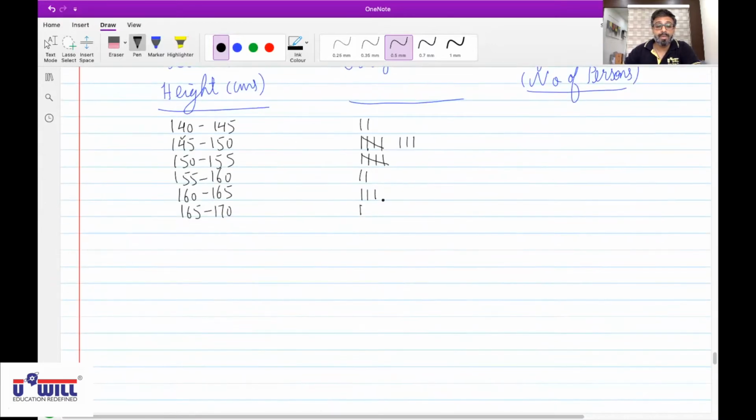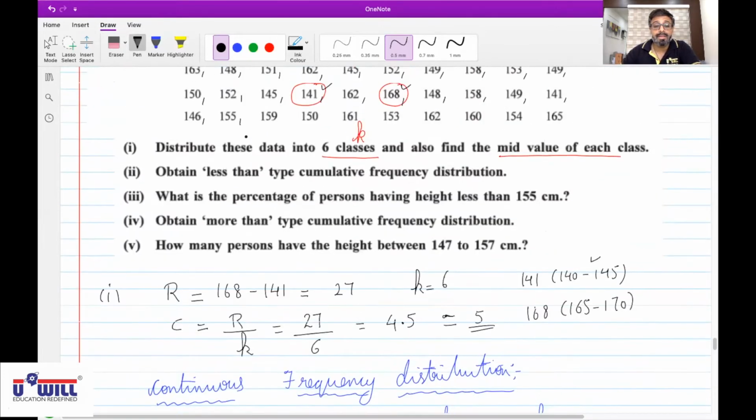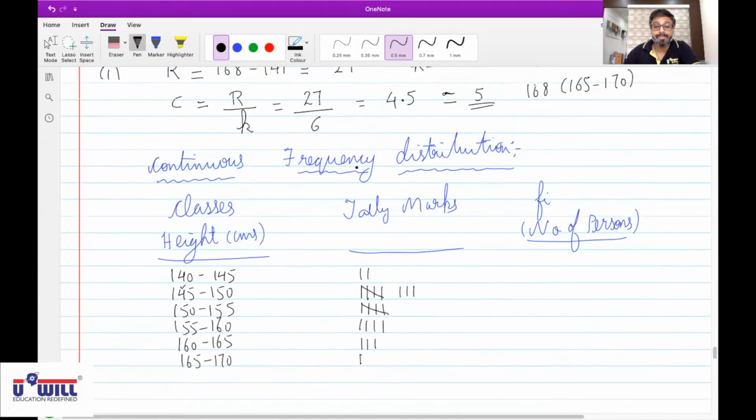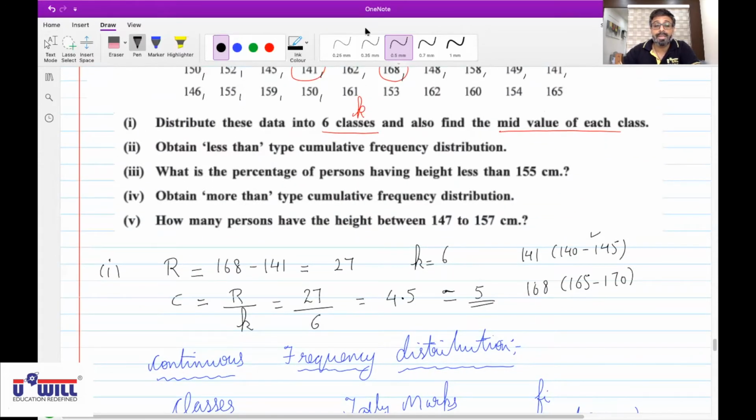155, 155 to 160. Okay, 155 to 160. Then 159, 155 to 160. Then 150, 150 to 155.